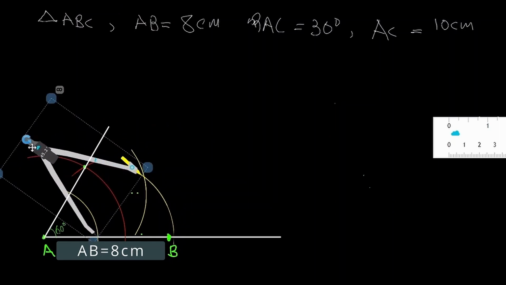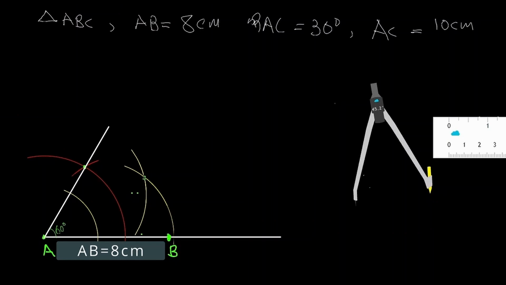This is bisecting those two lines. The intersection of those two lines is the point we're interested in. We simply draw a straight line from point A through that point, and that would represent our 30 degree. So let's identify that here. So this is our 30 degree.